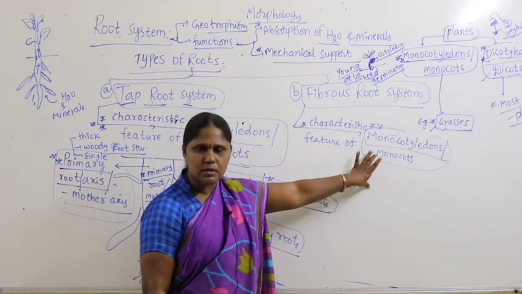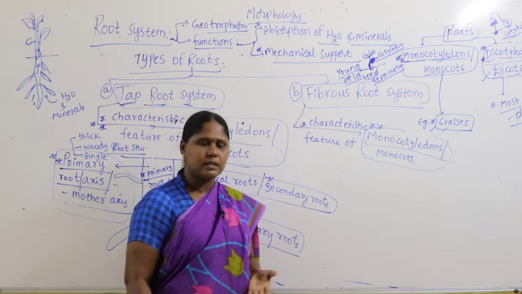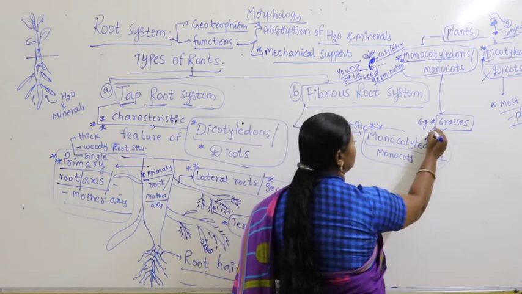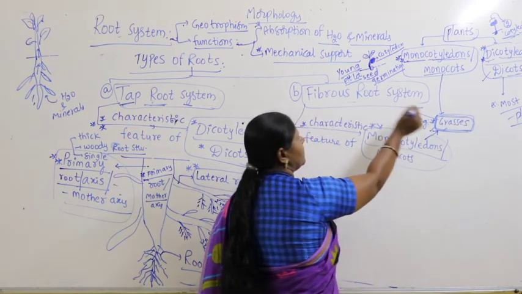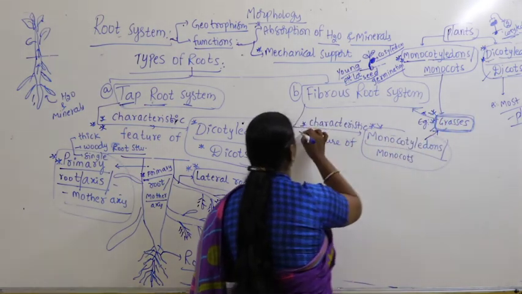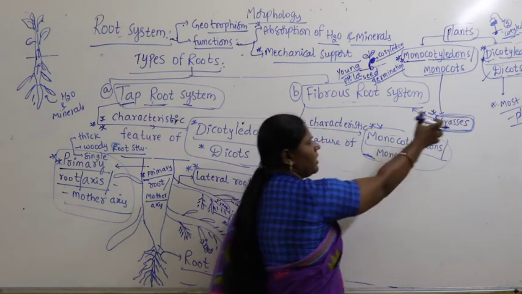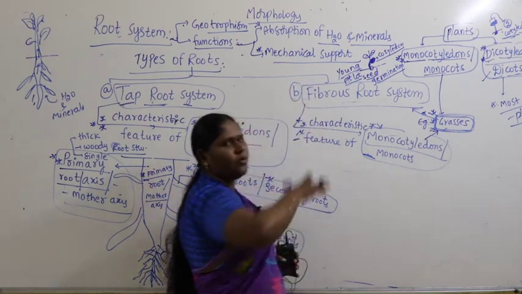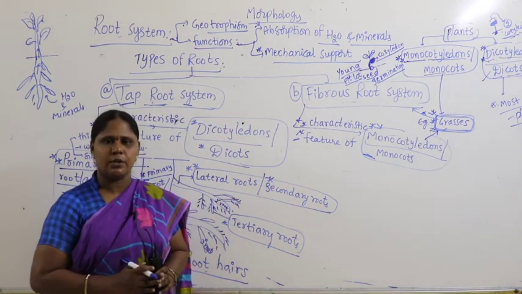So where do you find it mostly? In all monocots. Monocots means they contain only one cotyledon. For examples, simply take grasses. Grasses contain a fibrous root system. So, guys, wherever I keep star marks, that is a very important point. Monocots, grasses, show a fibrous root system.